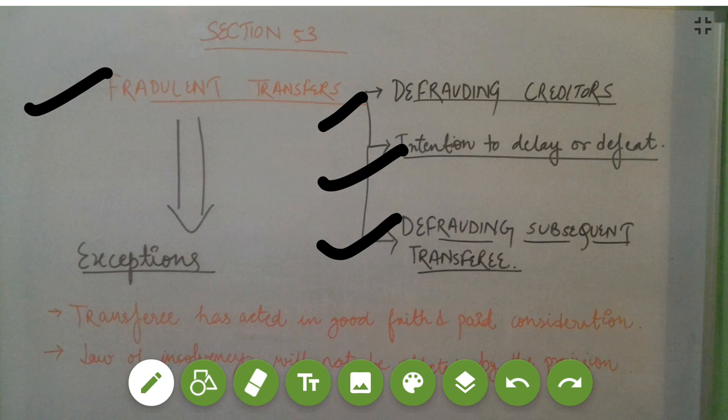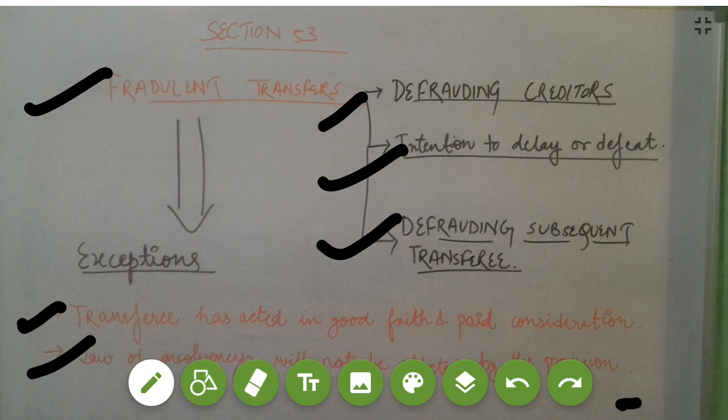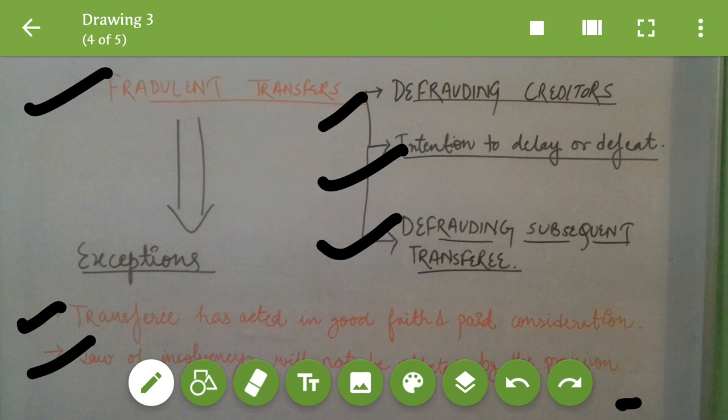Now there are two exceptions to your Section 53. The first one is that the transferee has acted in good faith and paid consideration. If the transferee has acted in good faith and has paid consideration for the property, your fraudulent transfer, that is Section 53, will not apply. And the second point is that the law of insolvency will not be affected by the provision. So the law of insolvency will not apply on Section 53.